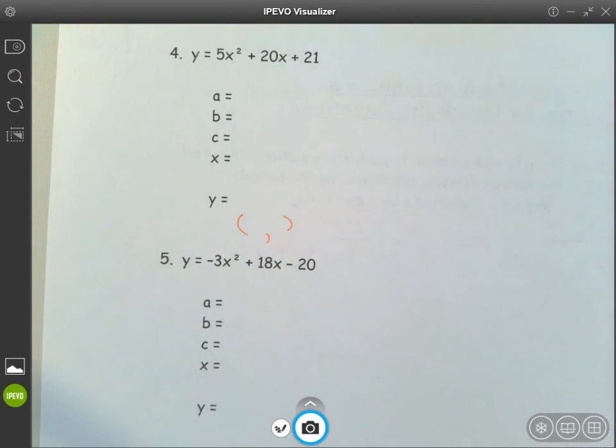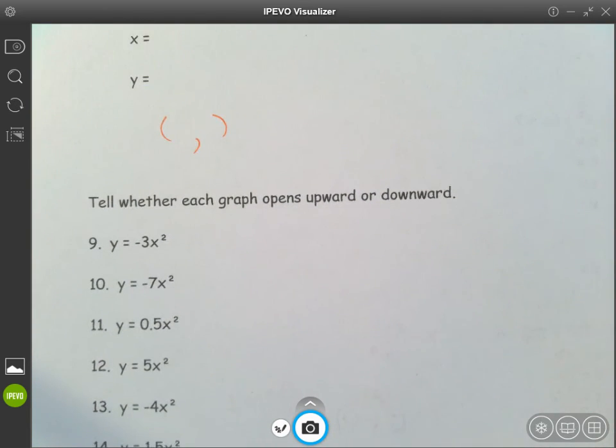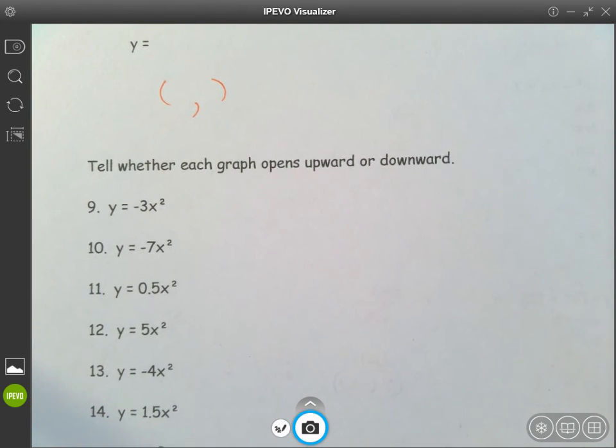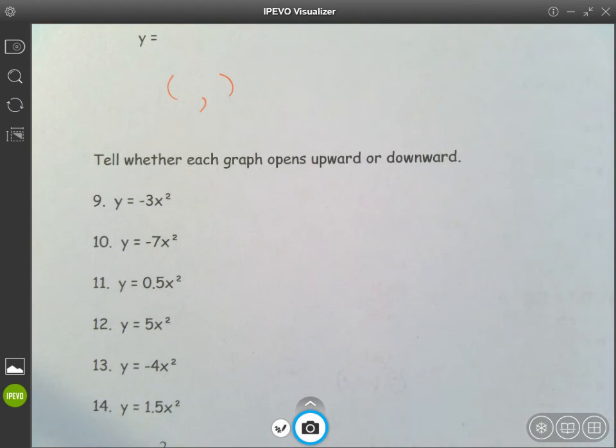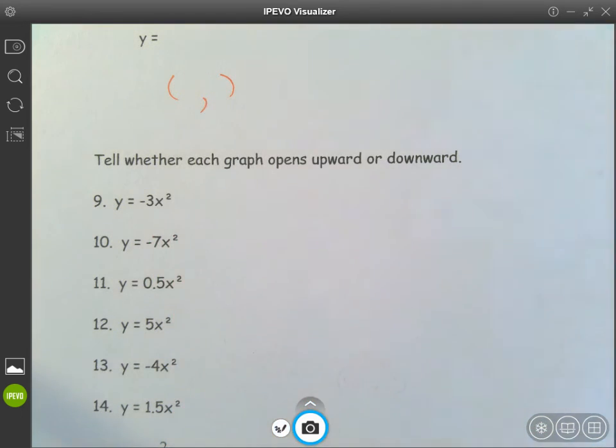And at the bottom, it asks you to tell whether the graph opens upward or downward. What are you looking for? Negative or positive where? On the x squared. Yeah, the a value. They didn't even try to trick you. So this should be a pretty quick worksheet for you guys.